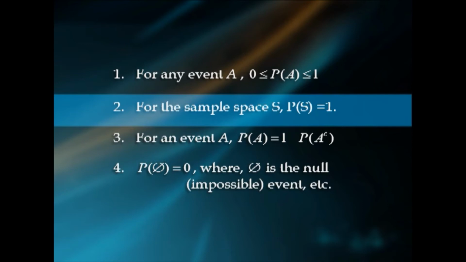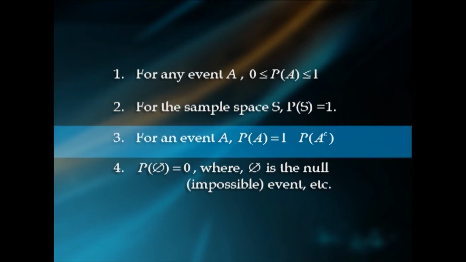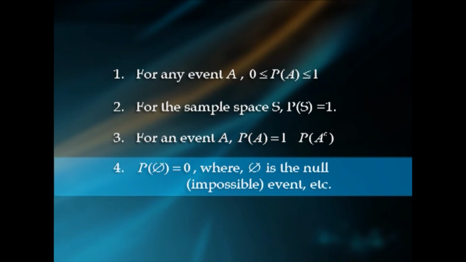2. For the sample space S, P of S equal to 1. 3. For an event A, P of A equal to 1 minus P of A complement. 4. P of null set is equal to 0, where null set is the null event or impossible event, etc.